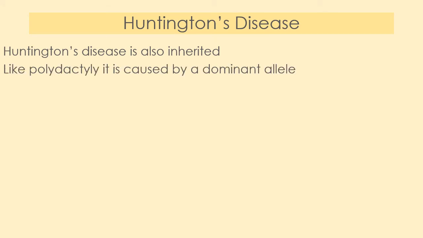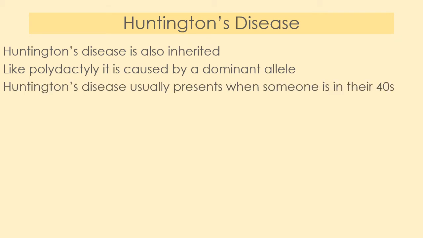We're now going to have a look at Huntington's disease. Now, Huntington's disease is another inherited condition. Again, it's also caused by a dominant allele. So you need to have one of those genes. Now, a problem with Huntington's disease, it doesn't usually present until someone is in their 40s or potentially even later. So if you're heterozygous for it, you've got a 50% chance of passing it on to your children. Problem is, you might not know you've got it until you're in your 40s, by which point a number of people have already had children, so potentially already passed it on.